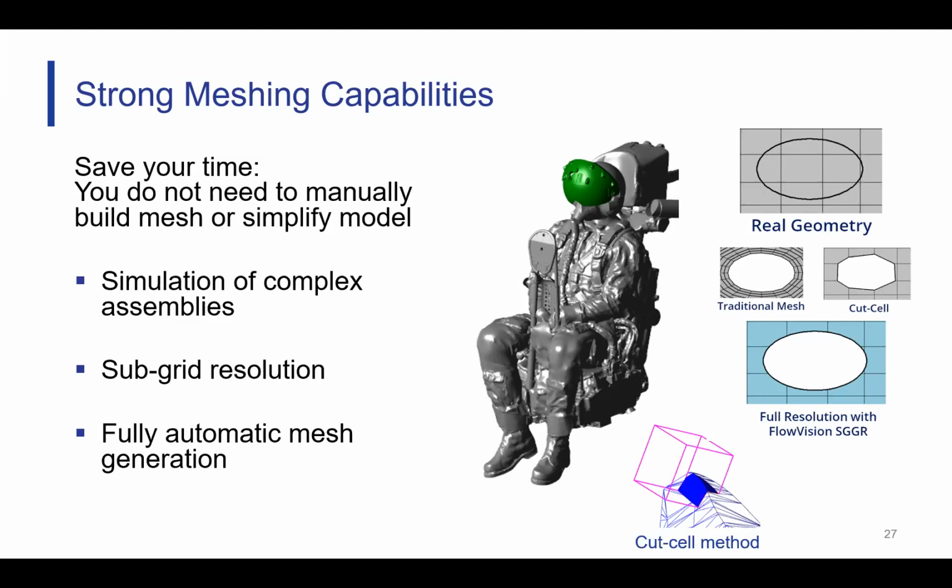Another thing other software will use is by cutting out the cell to fit it best. Again, you have these sharp, jagged edges. This doesn't even really look like that oval. With subgrid resolution, have a look at the bottom picture. This is what FlowVision uses. We have full, accurate geometry capture.